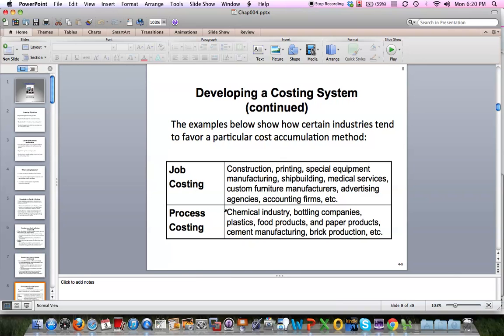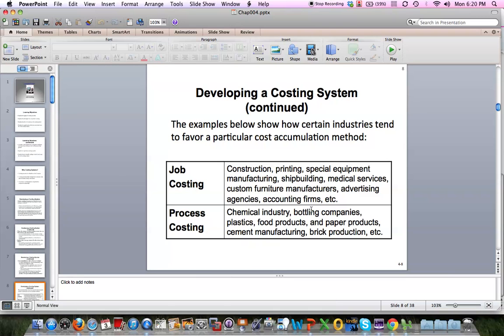So some industries that use job costing, obviously construction. What does it cost to build a building? A printing job, special equipment manufacturing, shipbuilding, medical, custom furniture manufacturers, and we're going to use an example with one of them here in the book. But also think of service companies, an advertising agency. If an advertising firm gets an account with a customer, what does it cost to deliver the service of advertising for that customer? An accounting firm would look at a client, a company that you're doing an audit for, as a job, same with the lawyer and so on. So it's good for manufacturers and providers of services.